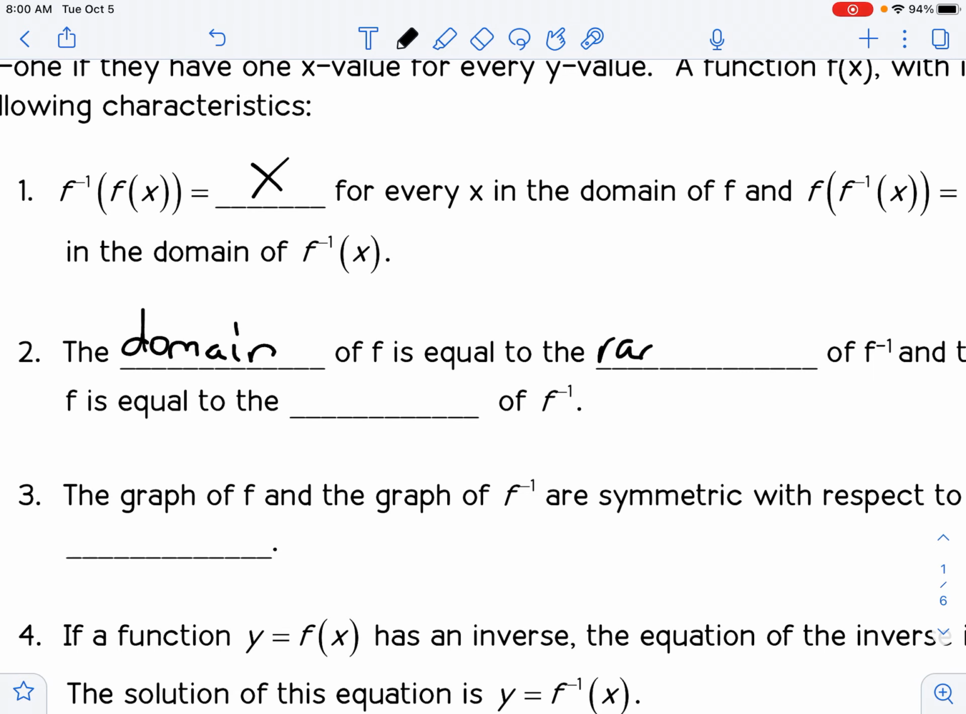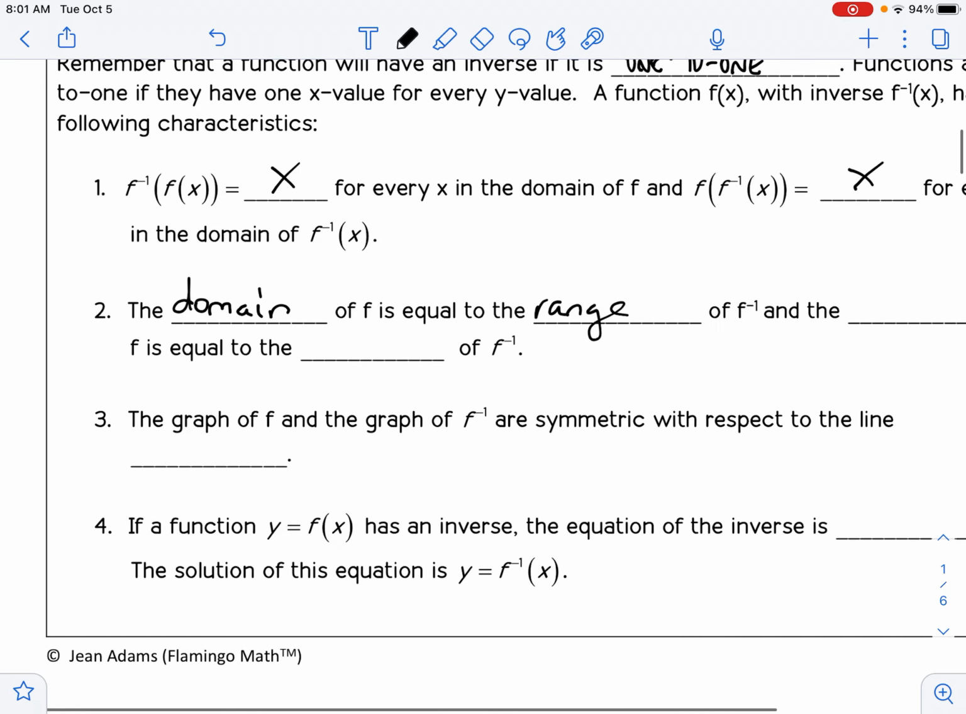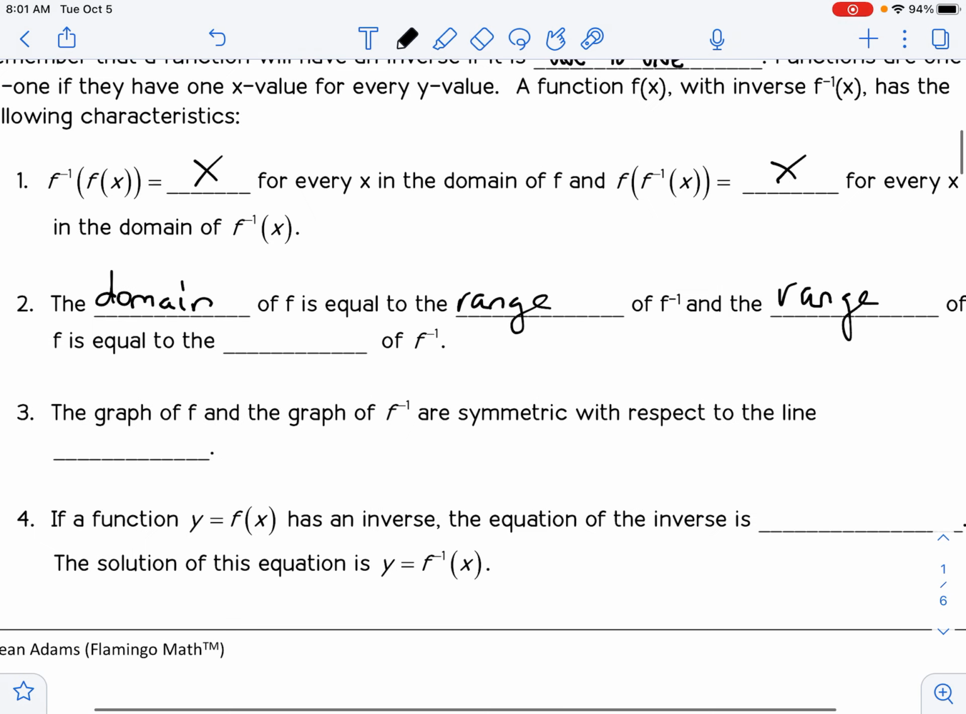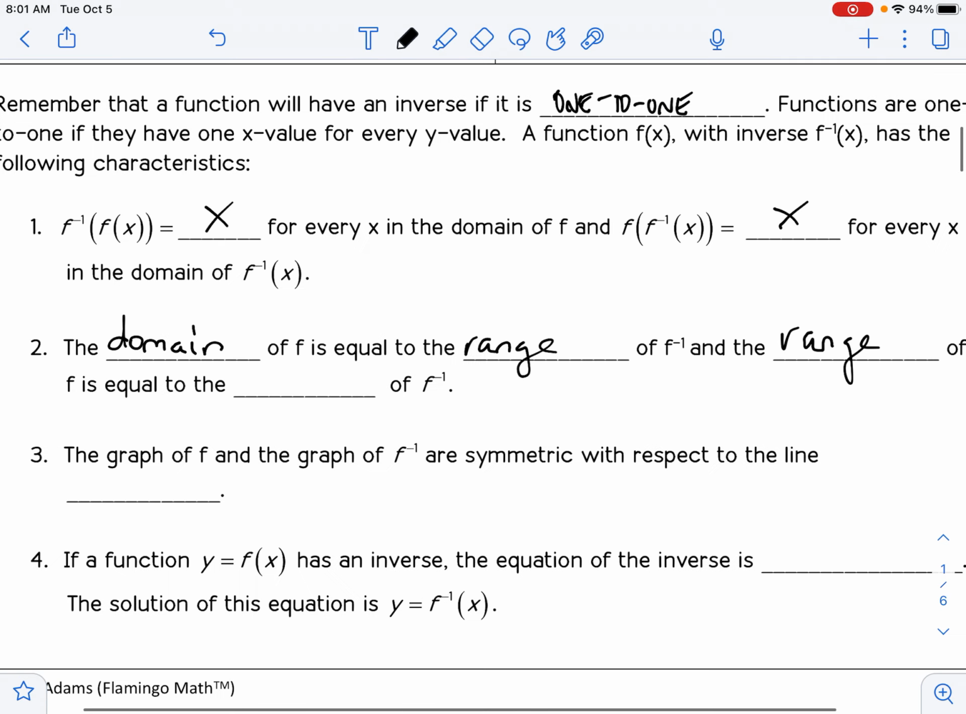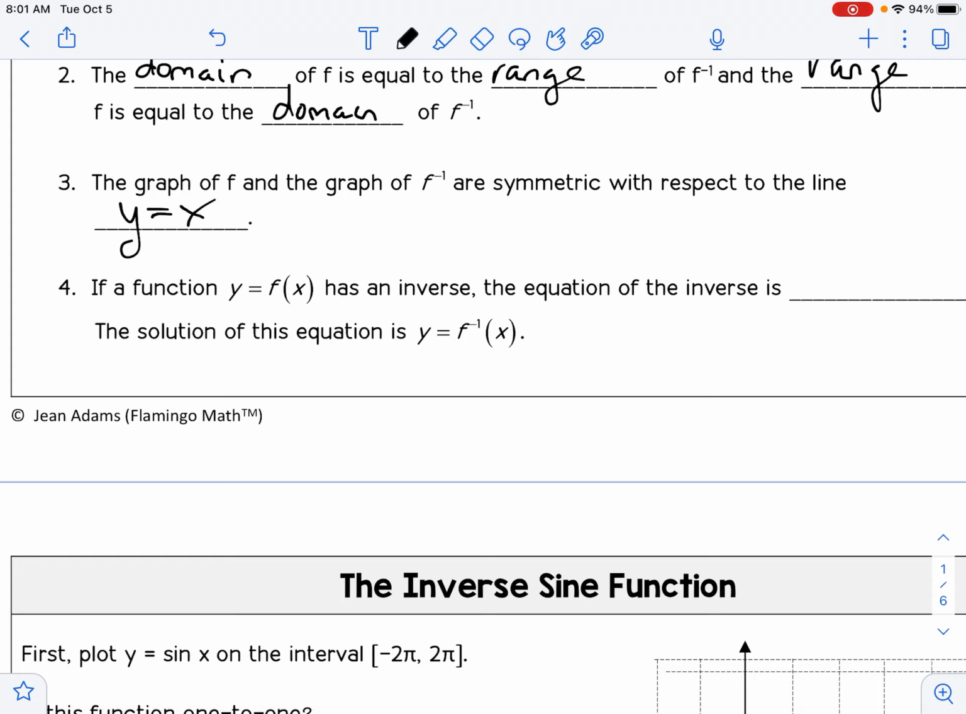In algebra 2, when you were finding inverses, you talked about switching x and y, the switch and solve method. This is what we're talking about here as well. Which also means that the range of the function is equal to the domain of the inverse. The graph of f and the graph of the inverse are symmetric with respect to the line y equals x. And if a function y equals f of x has an inverse, the equation for the inverse is going to be x equals f of y. Again, the switch and solve method from algebra 2.